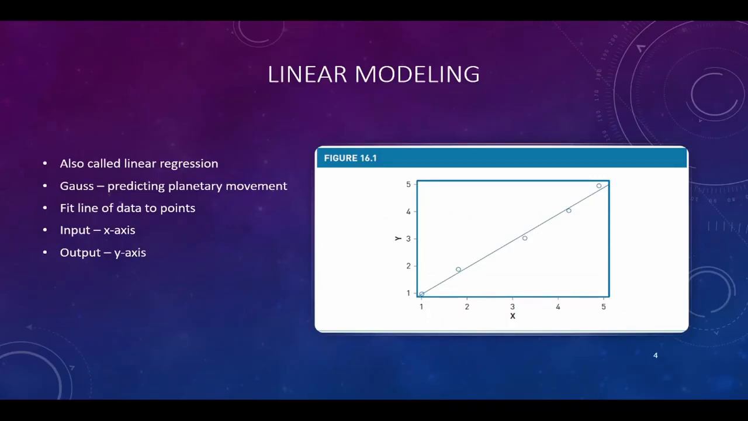Linear regression or linear modeling mean the same thing. It's a basic tool used by statisticians to interpret the data. So basically, linear modeling is used for prediction. Gauss was the biggest contributor, and he used it to predict planetary movement in the solar system and predict when planets would be hidden from view and when they would come back into view.